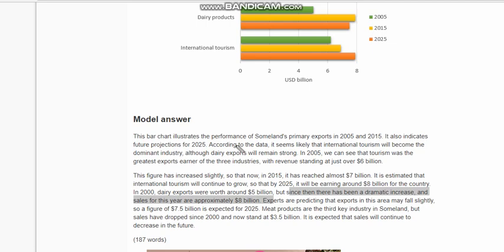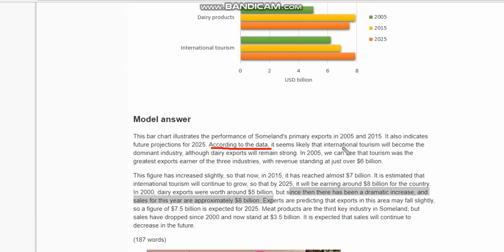Okay, so let's emphasize what the qualities are that make this a good writing task 1. According to the data. It is something that we can use in every writing task 1, because there is always data. It is very useful.